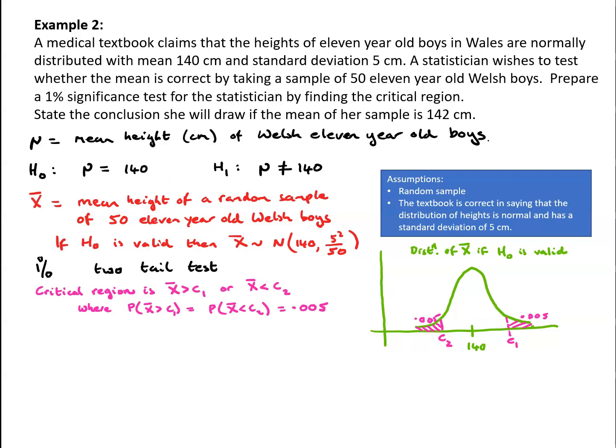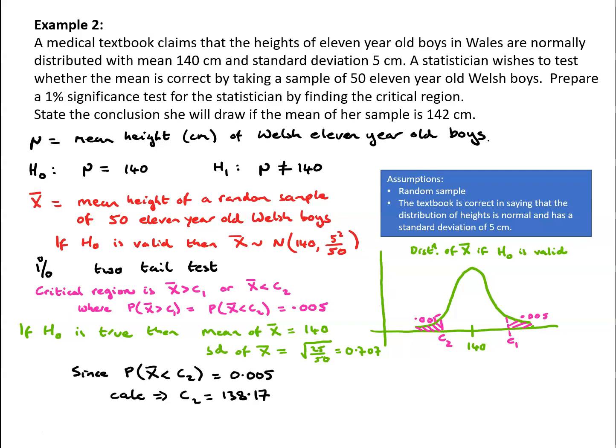Now we're going to find C2 first, simply because it's a left-hand tail rather than being a right-hand tail. So if the null hypothesis is true, then the mean of the sample mean is 140. The standard deviation of the sample mean is the square root of 5 squared over 50, in other words, the square root of 25 over 50, in other words, 0.707. Using the inverse normal function on the calculator, we can see that the value of C2 is going to be 138.17.